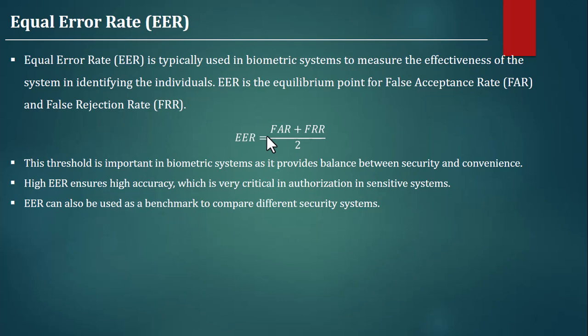At that particular point, both terms are identical, and it is computed as the summation of these two divided by 2. This threshold is important in biometric systems as it provides a balance between security and convenience. If we keep the equal error rate high, okay, then in that case the accuracy of the model would be very high, fine, which is very critical in authorization in sensitive systems.